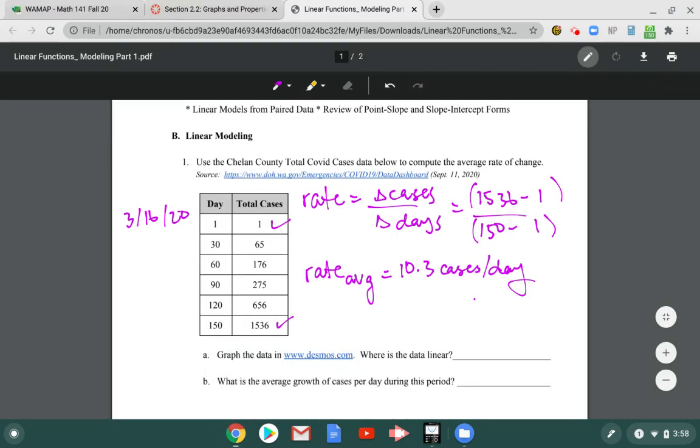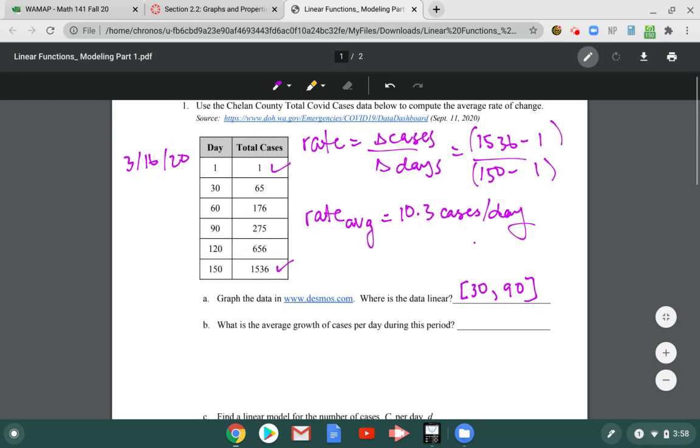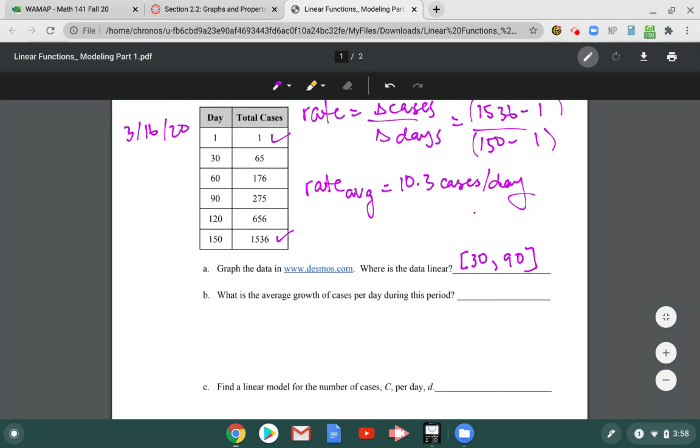So, where is it linear? It's going to be in days, so this is actually a domain interval: square bracket 30 to 90. What is the average growth of cases per day during that period? So I want to grab the point at 30 and the point at 90.